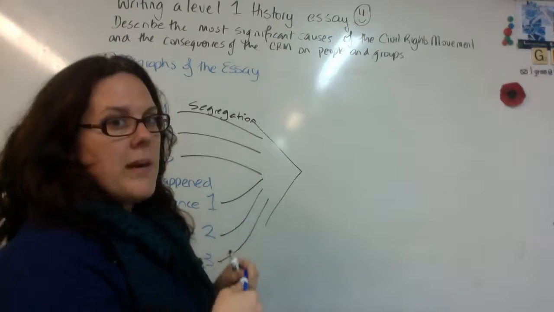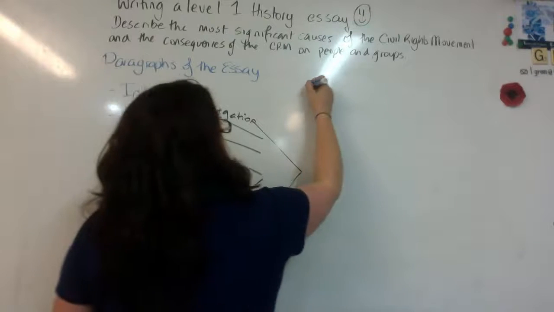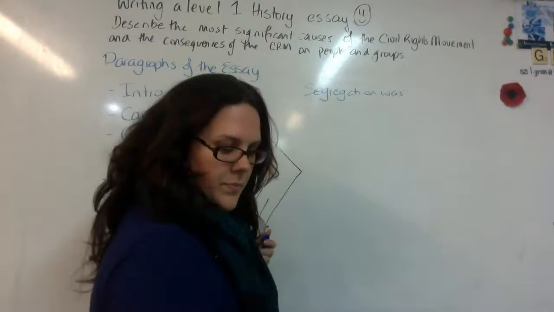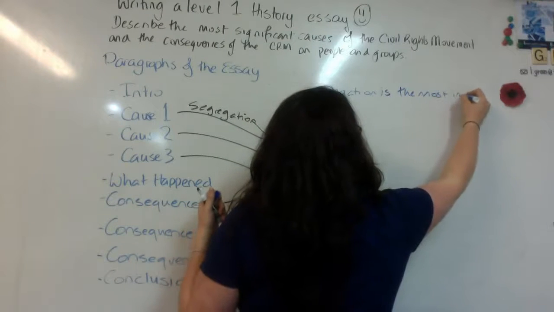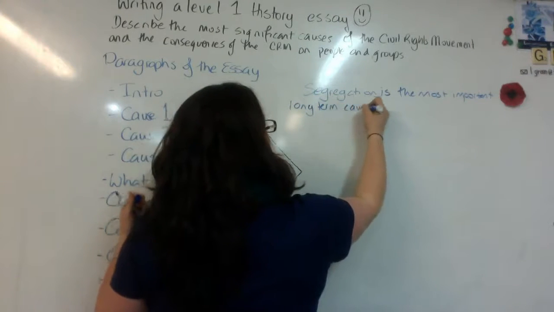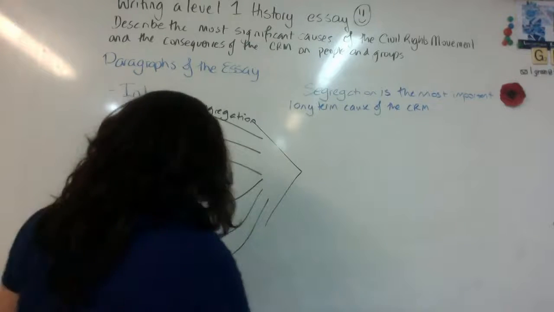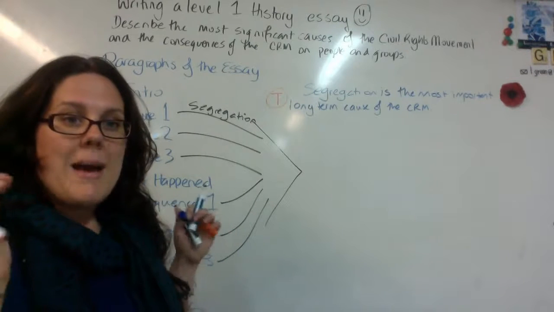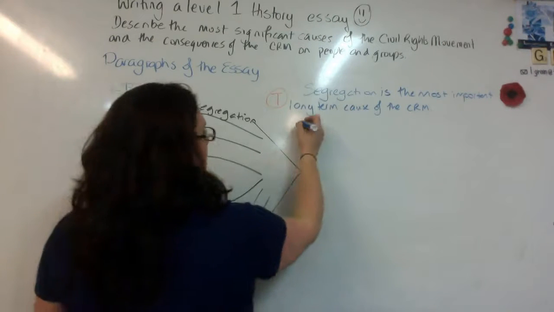Okay, now the first thing we've got to make sure that we do, obviously within a paragraph, is a topic sentence. So this might be along the lines of: segregation was or is the most important long-term cause of the civil rights movement. Okay, this is my topic sentence. I've introduced what I'm going to talk about and I've made it clear that this is what this paragraph is about.